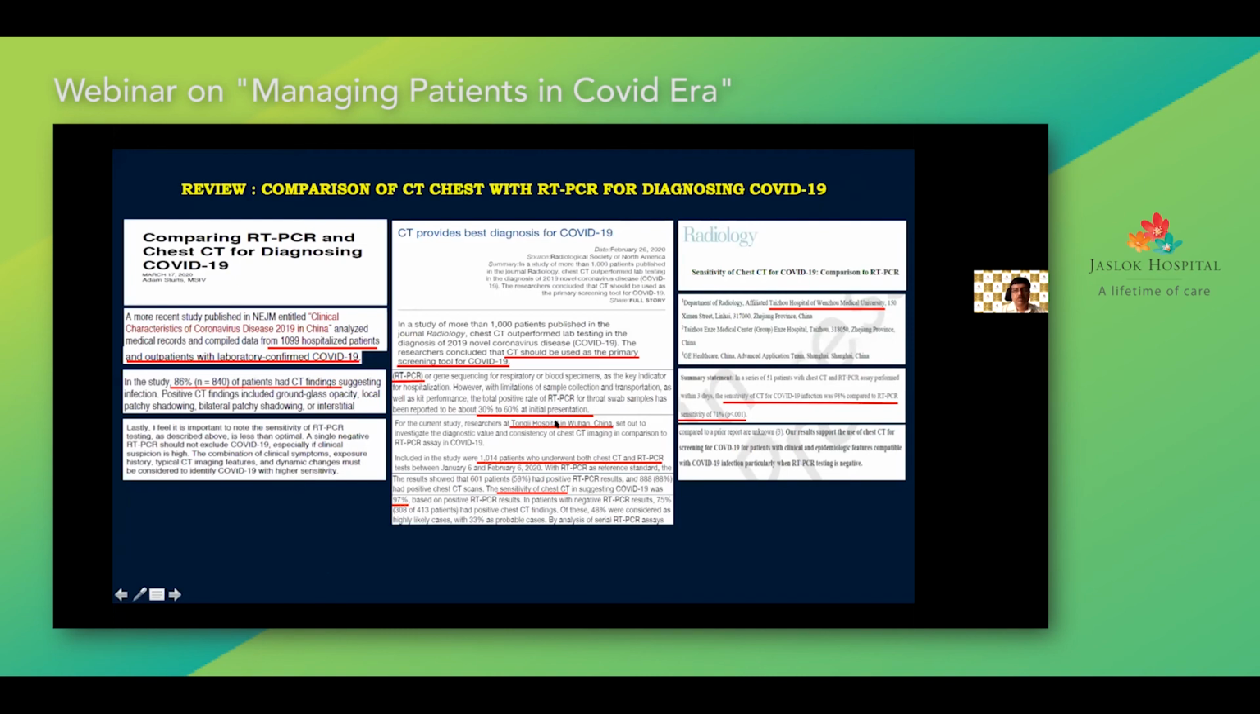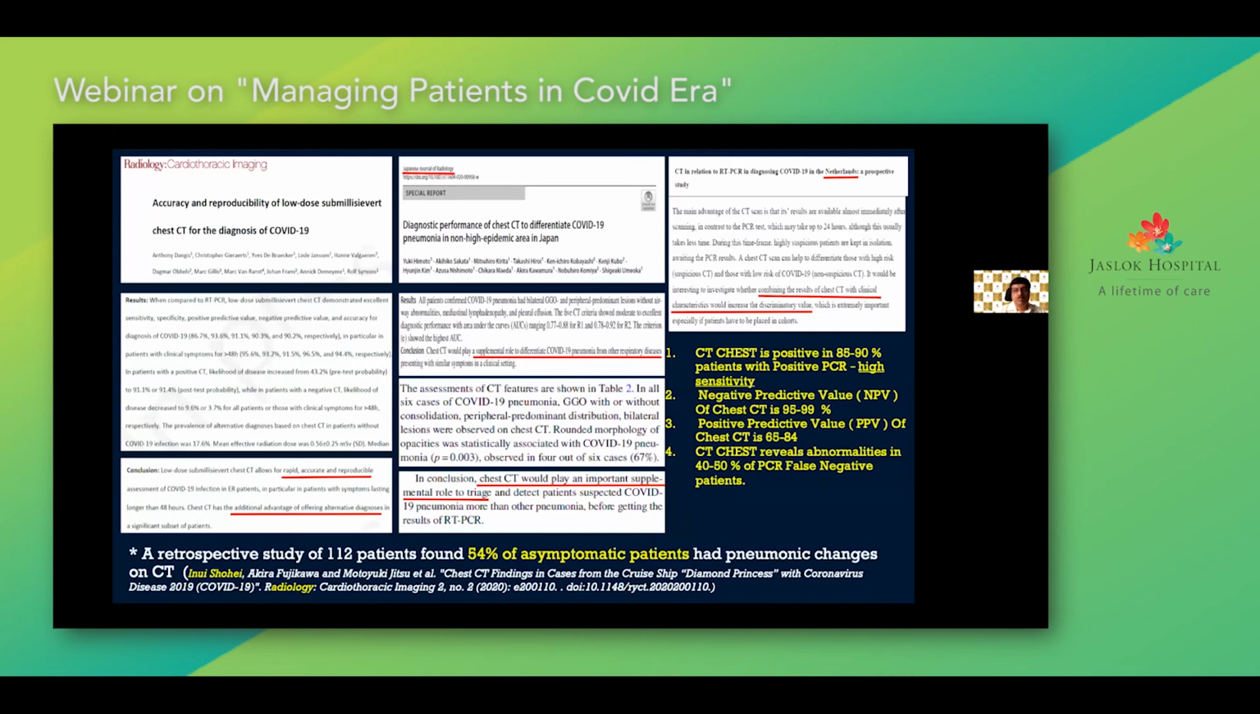Now, there are many papers that compare CT scan and RT-PCR for diagnosing COVID. And the global data basically suggests that CT scan has a very high sensitivity. Just like Dr. A.B. Mehta said in his previous talk, CT scan is very sensitive. Negative predictive value is high, more than 90%. The positive predictive value is about 65 to 80%. CT chest reveals abnormalities in almost 40 to 50% of PCR false negative patients. And another interesting fact mentioned in this particular publication in Radiology is that 54% of asymptomatic patients had pneumonic changes of COVID.